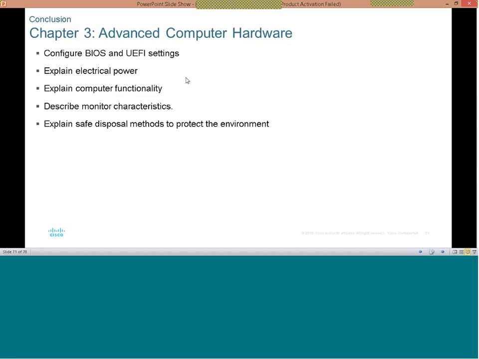And the good thing about it here is that we've seen it from the angle of assembling the system, and from the angle of actually explaining the functionality. So all this will help us to also rectify the issues once there's some problem with the system. And we also look at the safe disposal methods to protect the environment. So these are all that we have discussed in this chapter, and many more.